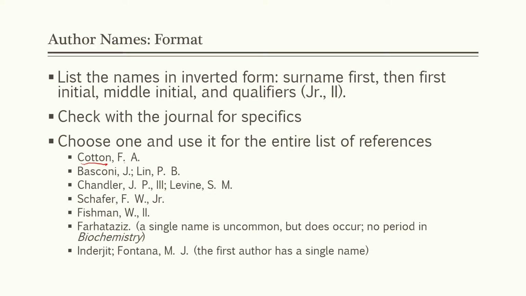A single name is kind of uncommon, but it does occur. And also in between, in this case, they put a period in it. The exception is for the journal Biochemistry. So if you do run across one that has a single name, put a period after it. And then here's an example of actually for Biochemistry where the first author had a single name. But like I said, for our case, we're going to use the one with the period.